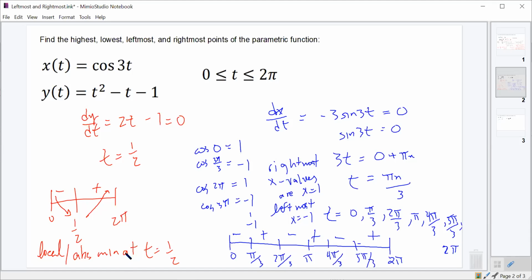And then over here, we had an absolute and local minimum at t equals 1/2. And so if we want to find the actual y value there at t equals 1/2, that would be y equals what? 1/4 minus 1/2 is negative 1/4, minus 1 ought to be -5/4 at t equals 1/2. Good or no?